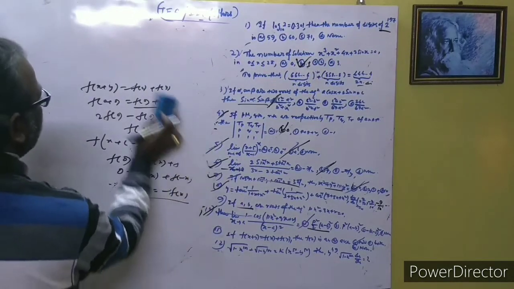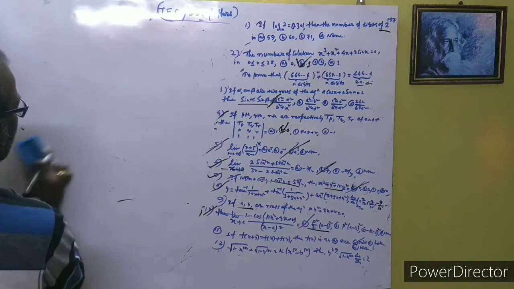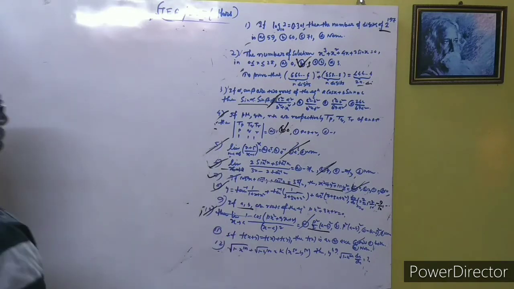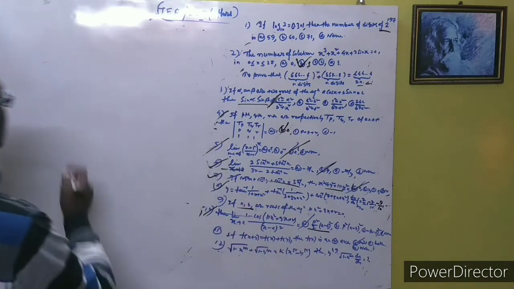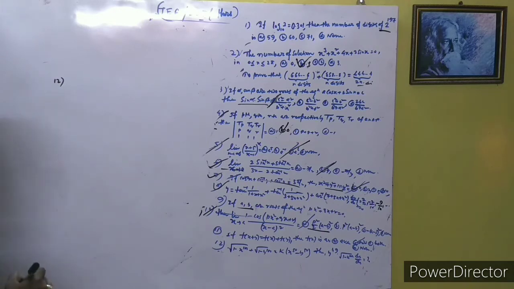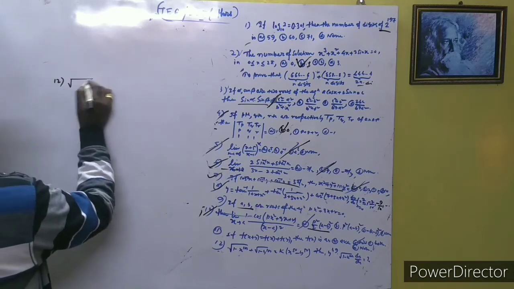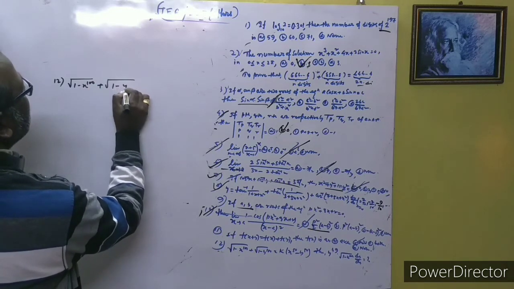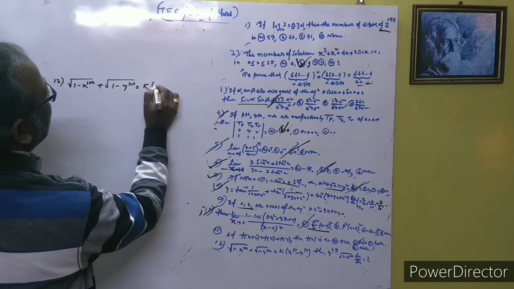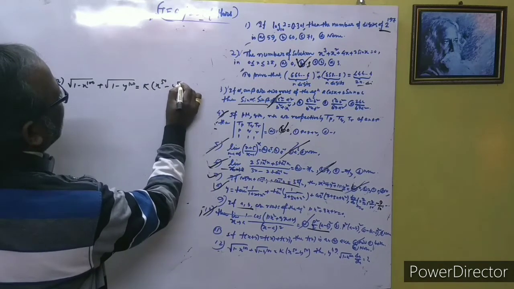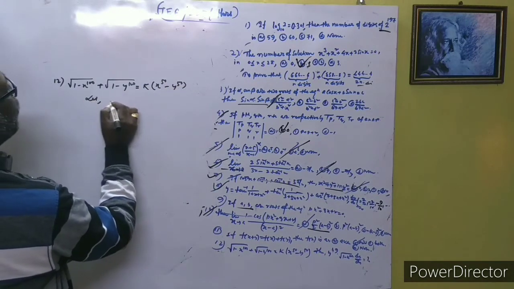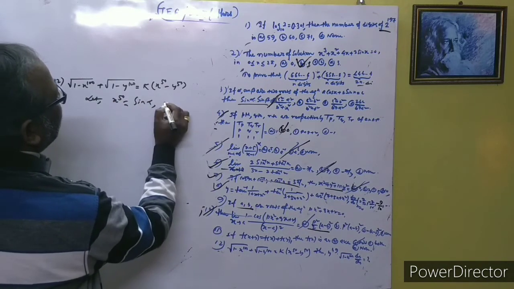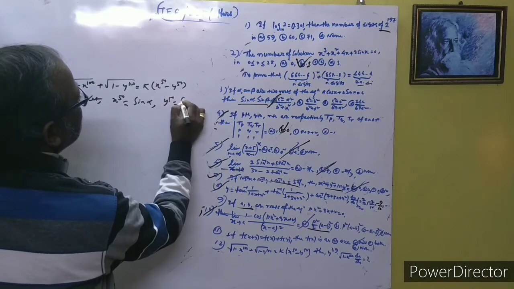Very interesting question. Some of the students just differentiate both sides and want to get the solution, but this is very critical. If a normal derivative is there, first of all we use some technique. See, this is root of (1 minus x to the 100) plus root of (1 minus y to the 100) equals k into (x to the 50 minus y to the 50). Let us assume this is the most important point: x to the 50 is sine alpha, and y to the 50 is sine beta.